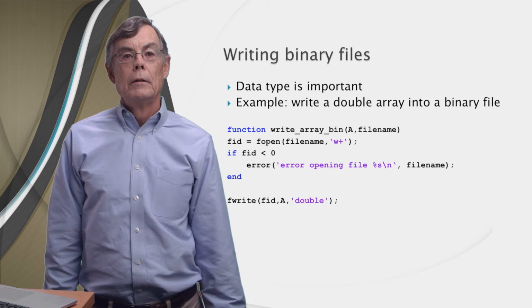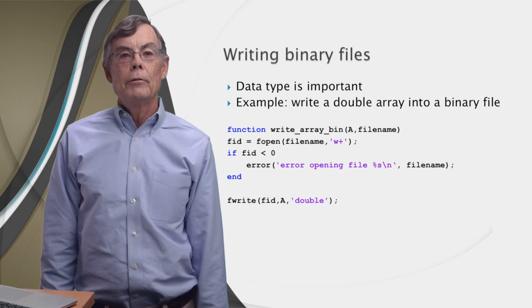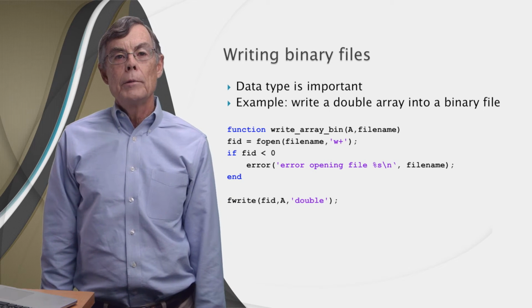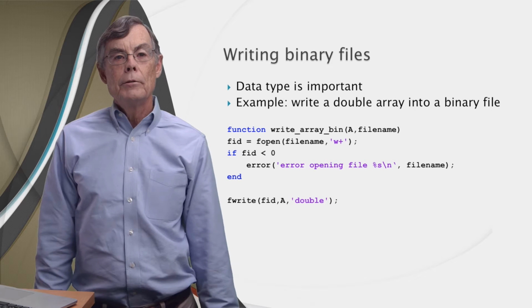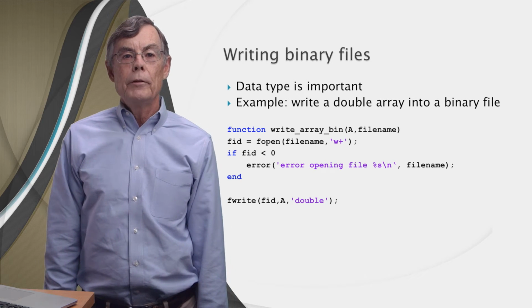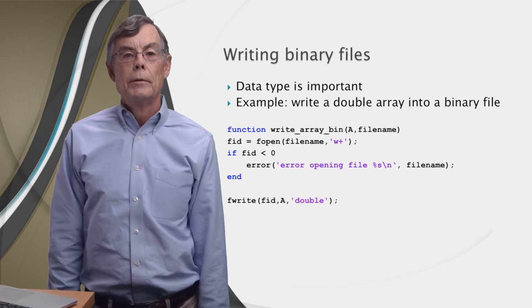That's it. The built-in fwrite function takes the file identifier, the array to be written, and a string that specifies the type of the elements in the array, and does its job. That's all there is to it. The only way to mess this up is to give the wrong data type.